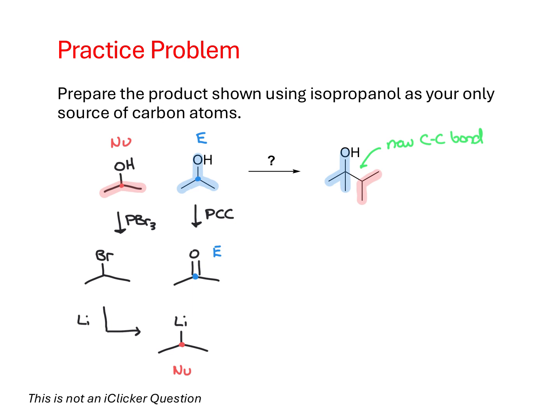So when we mix these two together, the nucleophile attacks the electrophile. Here's our new bond. And now just add H3O plus, and that'll protonate the oxygen. And there's your product. I drew it slightly differently here, but it's the exact same thing.